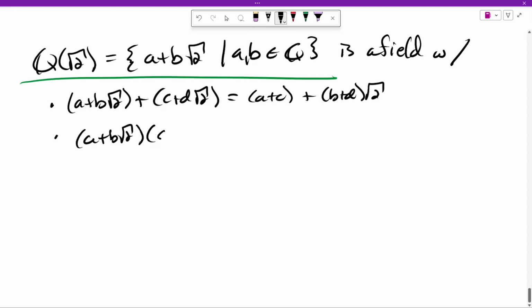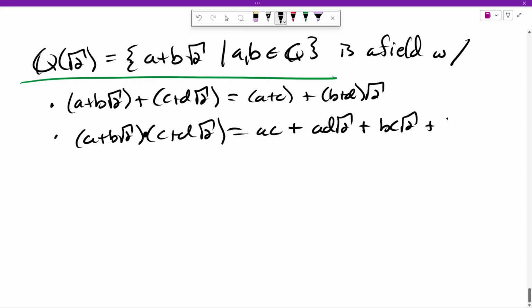You multiply, and you get, I should put a dot here to indicate it's multiplication. And when we multiply, we FOIL. So our first terms are going to be AC. Our outside terms will be AD root 2. Our inside terms are going to be BC root 2. And then we're going to get a BD root 2 squared.